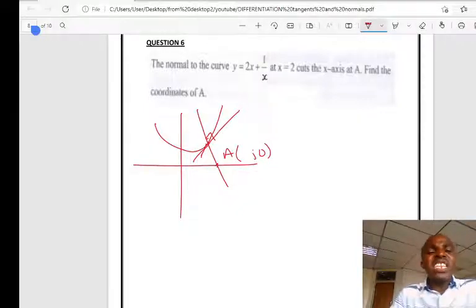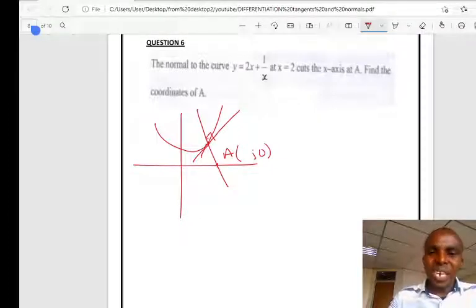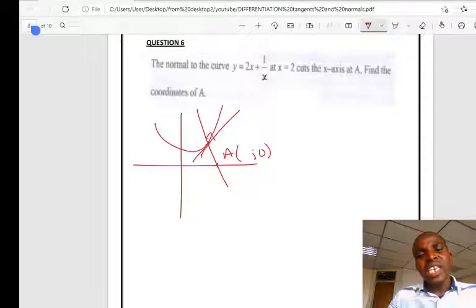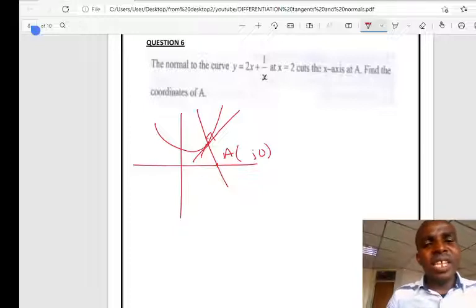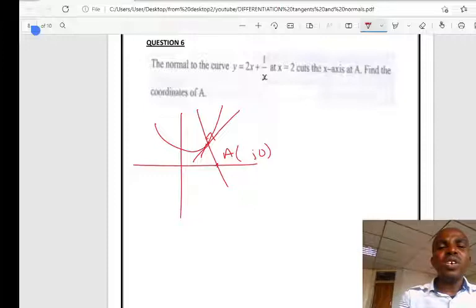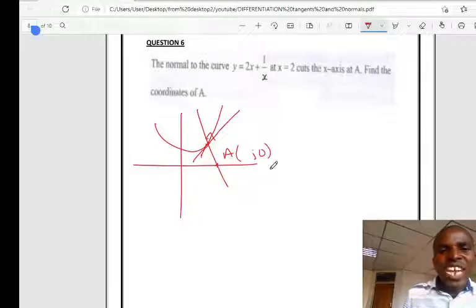How can we now find the value of x at the x-axis intersection? What you do first is find the equation of the normal. After finding the equation of the normal, you can substitute y equals 0 to find the corresponding value of x. In that case, you can find the coordinates of A. Let's find the equation of the normal first. To find the equation of the normal, you differentiate to find the gradient.